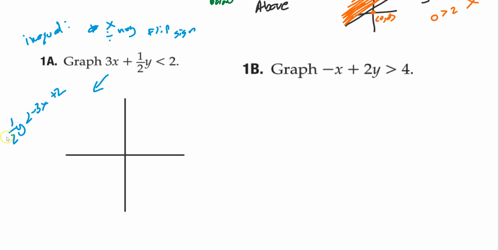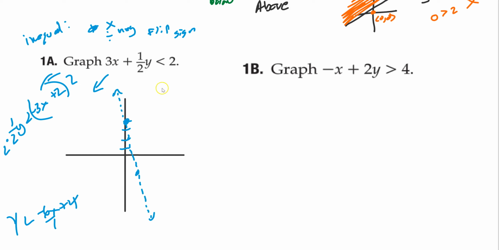Anyway, I have this. Now I have to multiply by 2 to get rid of the one half. So multiply everything by 2, and I get y is less than, distribute, negative 6x plus 4. Graph that. Plus 4, go down 6 over 1. Since that's less than, this is a dashed line. I don't see an equal to sign. So it looks like that.